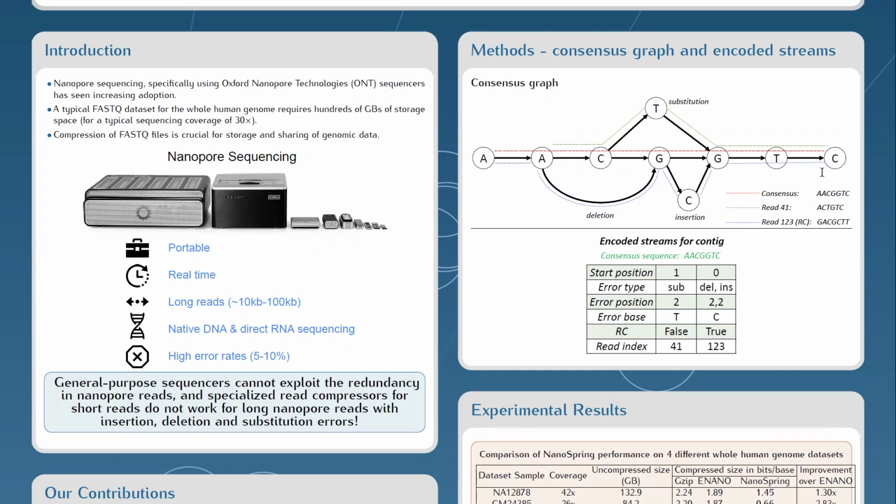With the consensus graph, we can encode the 2 reads, and the table here shows the encoded streams of the 2 reads. Note that the error position is 0 indexed and delta coded, and the error bases need to be stored only for insertions and substitutions. For example, for the first read, the starting position is 1 relative to the consensus sequence. It has an error position at 2. The error type is a substitution, and the substitute base is T. The RC flag indicates that the first read is not reverse complemented. In the end, all the encoded streams are compressed with an effective general purpose compressor, BSC.